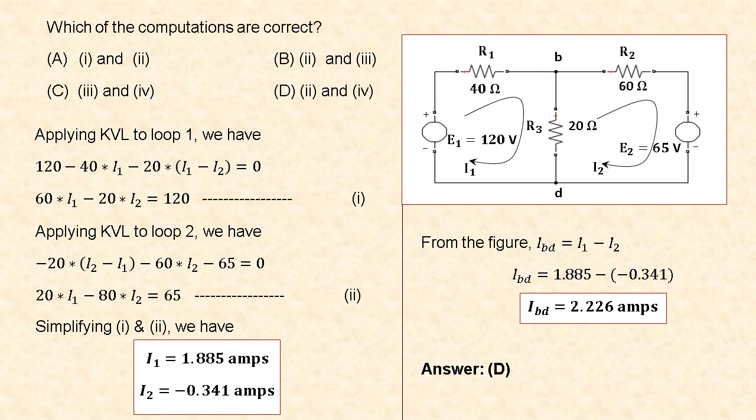Consider loop 1 or mesh 1. Applying Kirchhoff's voltage law, we have 120 minus 40 into I1 minus 20 into I1 minus I2 is equal to 0.